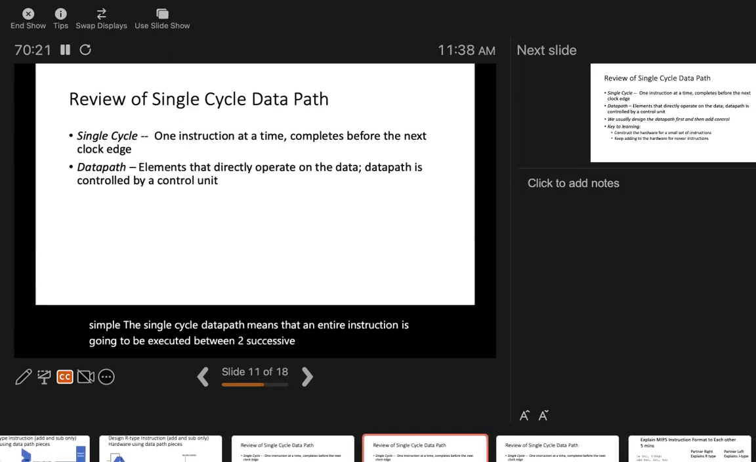We have been throwing this term data path around quite a bit. Now let's formally define what the data path actually means.